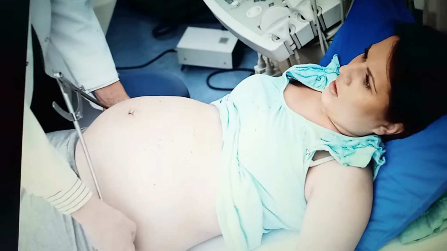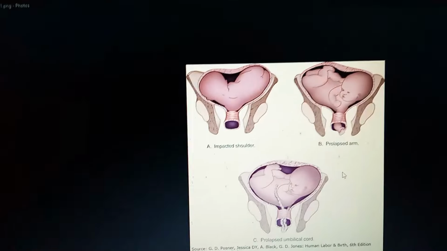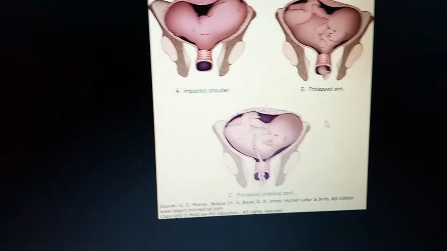So these are women with big babies. They are at risk of having an obstructed labor. So now let's look at the clinical features of obstructed labor.